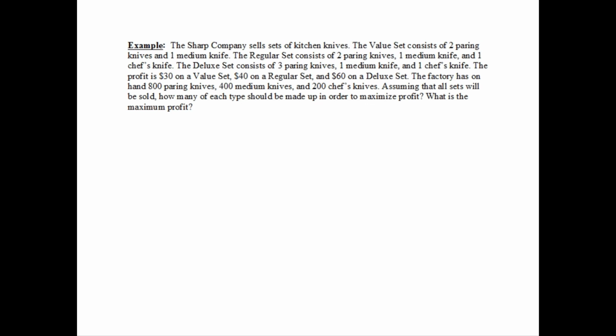So the first thing we want to do is define our variables, figure out what they're going to represent. You could use x1, x2, x3, or you could use x, y, and z. I think that's what I will do. It says how many of each type. So what is it talking about? Those are sets of knives. What types of sets of knives do we have? We have value sets, deluxe sets, and regular sets.